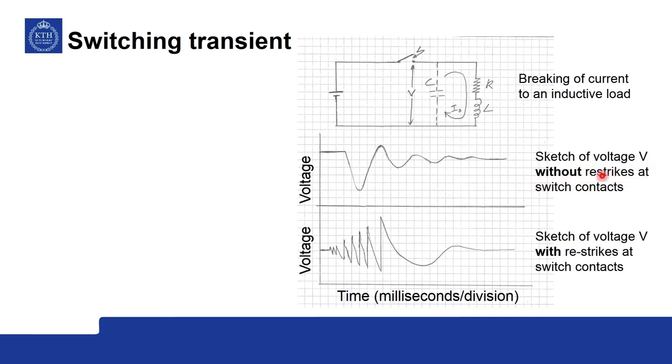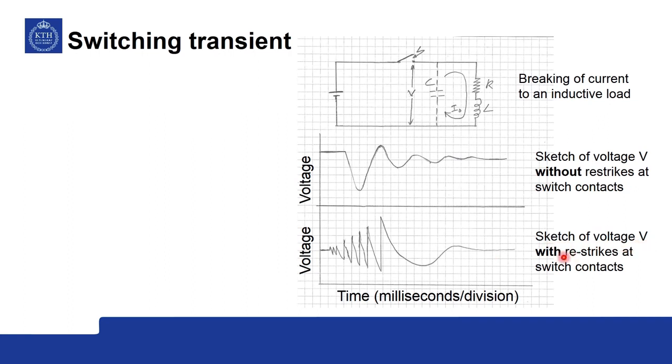For example, the sketch of a voltage without restrikes. Restrikes is the name for this arcing at switch contacts, because the voltage across this may be time varying because of this resonance phenomenon over here. Without arcing, you can have a damped sinusoidal waveform across the switch. But with arcing, you can have several restrikes, and finally it comes to a steady state.